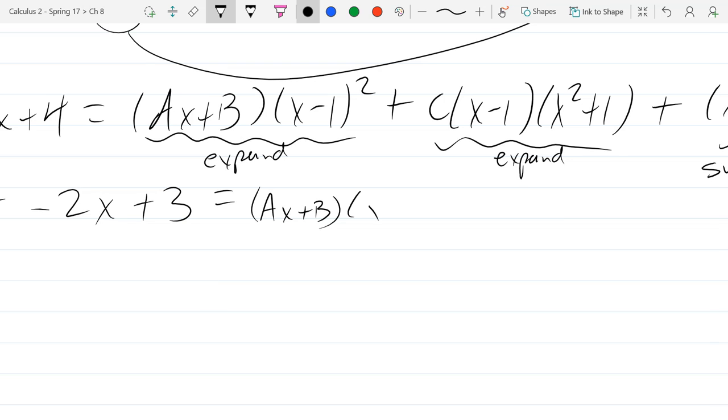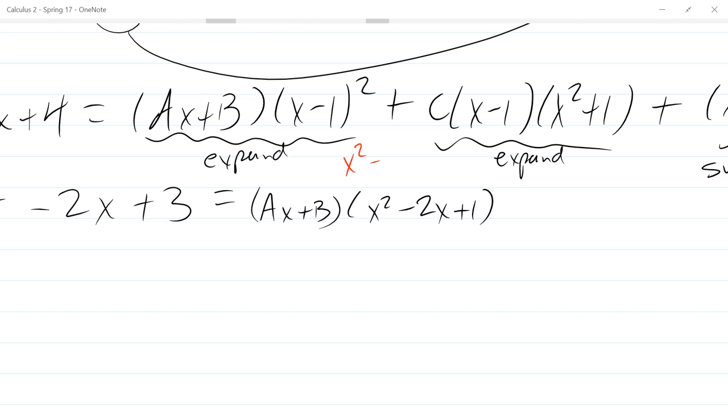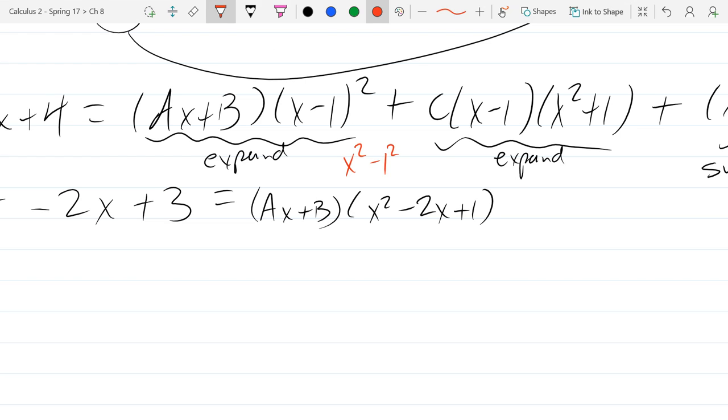So x minus 1 squared: x squared minus x minus x plus 1, so x squared minus 2x plus 1. Do not be careless and say this is x squared minus 1 squared. It's not x squared minus 1 squared. If they were conjugates, that would be x squared minus 1 squared, but you're multiplying it by itself.